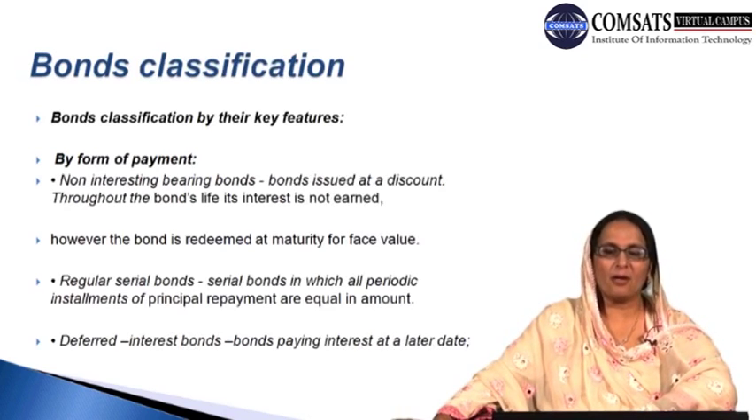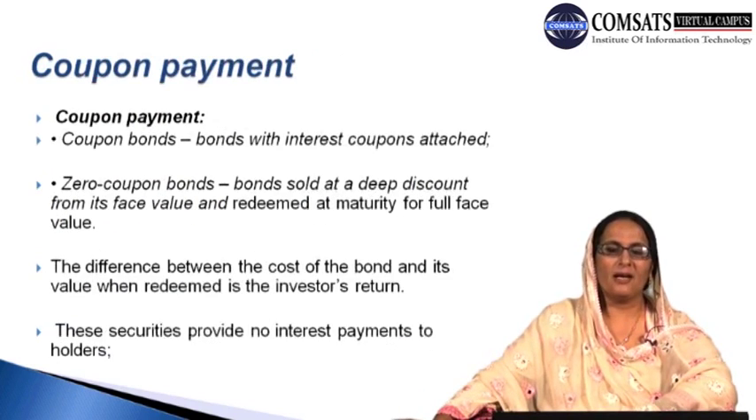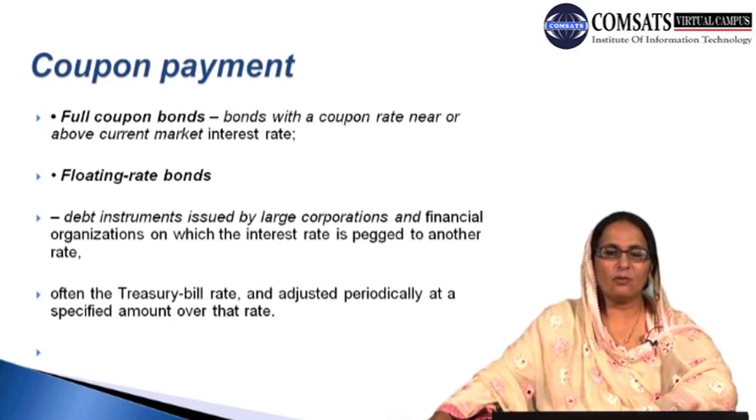And bond classification is by their key features and by the form of the payment. We have non-interest bearing bonds, regular serial bonds, deferred interest bonds, income bonds, indexed bonds, optional payment bonds, coupon bonds, and zero coupon bonds, and they differ from each other on the basis of their cost, their revenues, and the mode of payment.